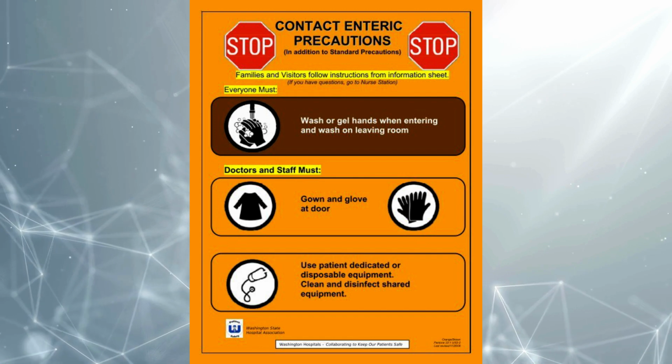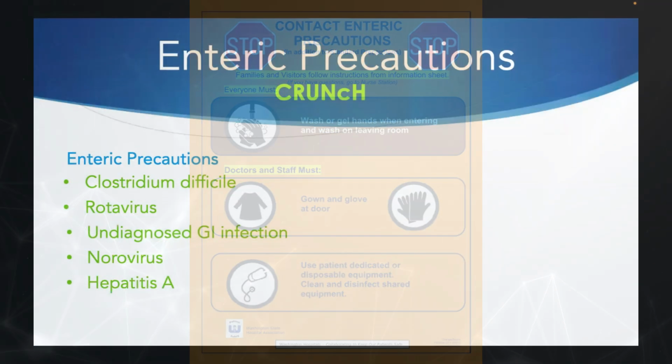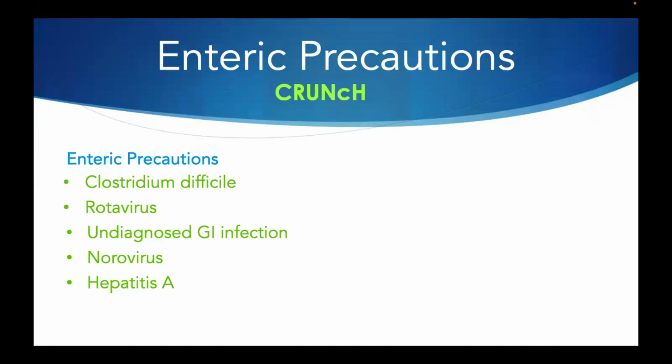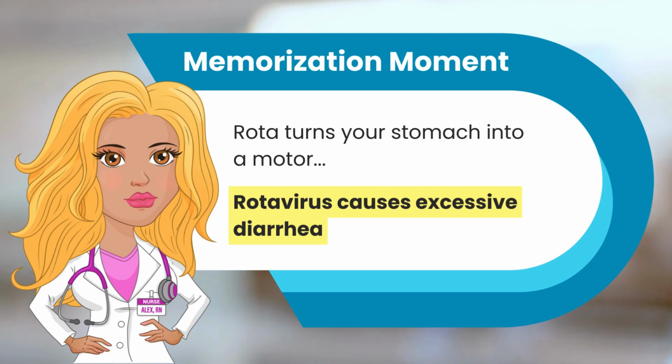Enteric precautions is just letting you know that it's specifically the fecal matter of the patient. That is where the infection can spread if you're not careful. Also remember, rotavirus causes a lot of diarrhea. So just think rota turns your stomach into a motor. It turns your stomach into a motor because you're going to be having a lot of diarrhea.